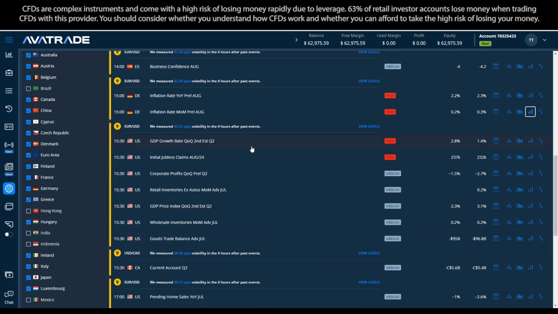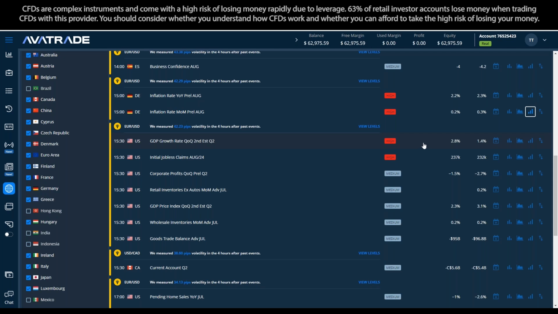We can scroll down to later in the day today, and we have GDP growth rate coming out of the US. It's a very strong announcement in terms of the effect it has on the charts. It's a major indicator of economic health, the GDP numbers. And since the US is the largest economy in the world, it certainly is watched by traders and has a significant effect on price movements on the charts.